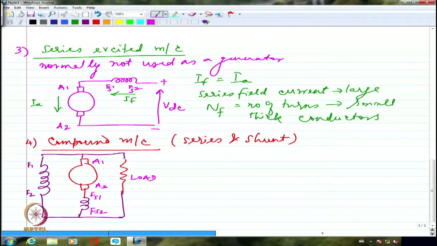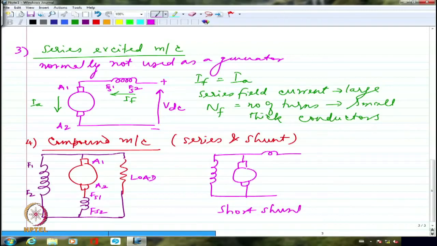Please note, in this particular configuration, the shunt field is coming completely across A1 and A2 along with the series field as well. So we call this a long shunt. It is coming across A1, A2 plus FS1, FS2. I can have instead a short shunt. I'll show you the difference. So I'm going to have the armature here. I can have the shunt just coming across like this, and then I'm going to have the series field beyond this. So this is generally known as short shunt, whereas this is known as long shunt.